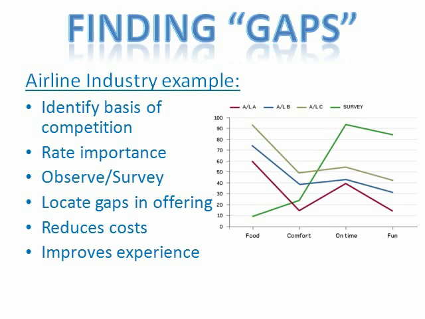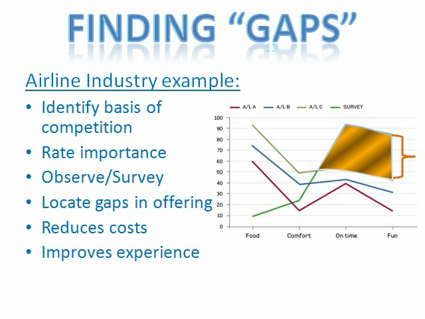The key really is finding gaps. Let's take the airline industry as an example. If you're out there speaking with passengers after they got off an airplane, and you also surveyed them, you could identify the basis of competition and be able to rate those importance. Again, through either observation or survey, you can, in effect, locate gaps in the offering. By doing this, and if an airline takes the initiative, they could actually reduce their costs and improve the experience.